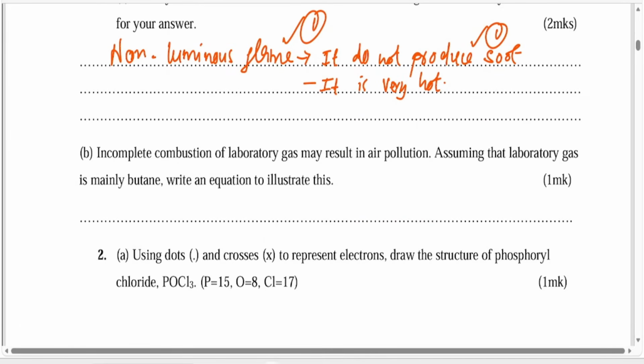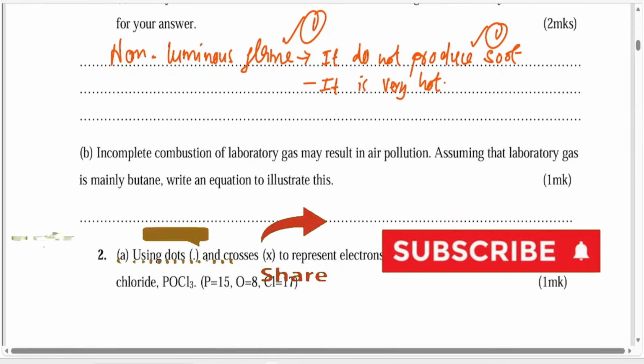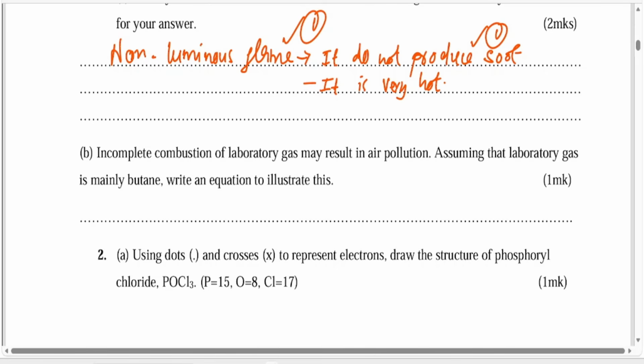Part B of the question: incomplete combustion of laboratory gas may result in air pollution. Assuming that the laboratory gas is mainly butane, write an equation to illustrate this. We need to understand that butane burns in a limited amount of oxygen to produce either carbon or carbon(II) oxide. But in most cases, carbon(II) oxide is produced accompanied by some production of water molecules.